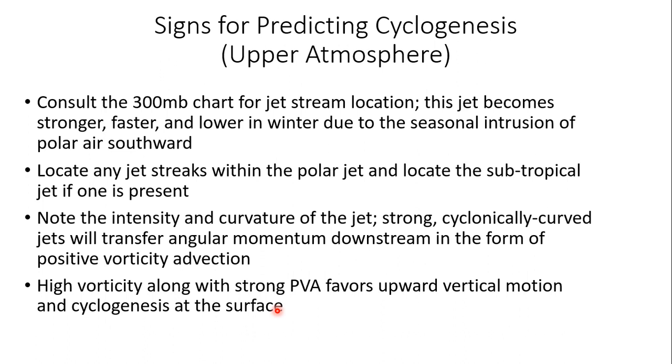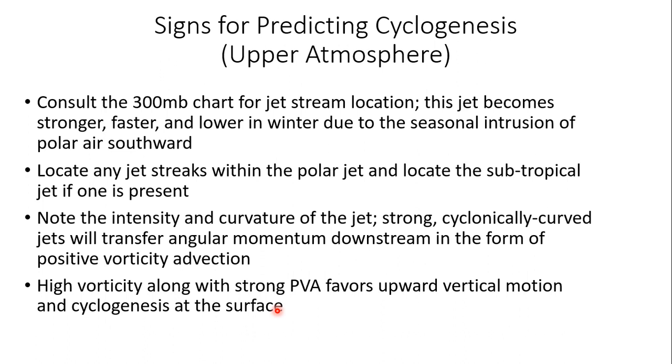You want to locate any jet streaks within the polar jet axis, and then locate the subtropical jet too if one is present. Sometimes what you get is a merging of favorable quadrants of jet streaks associated with both the polar front jet and the subtropical jet. It's happened before, definitely off the eastern seaboard of the U.S. That can lead to intense cyclogenesis. Some historic storms have occurred because of this configuration of jet streaks between the subtropical jet and the polar front jet. Additionally, you want to note the intensity and curvature of the jet.